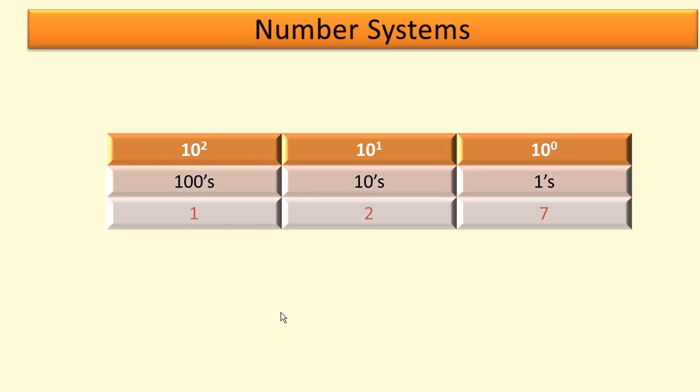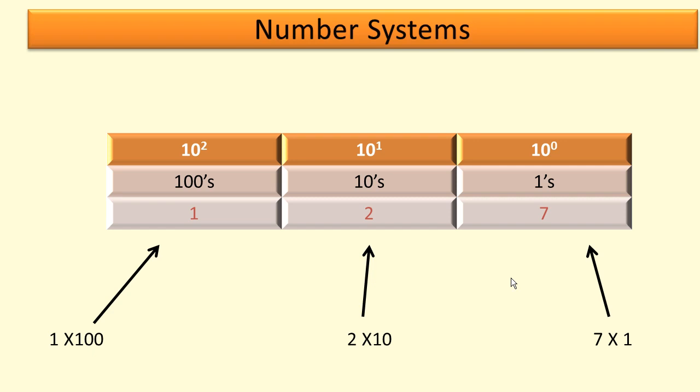If we look at the decimal number 127, we can break it down into its place values. The leftmost place value is 1 times 100, or 1 times 10 raised to the power of 2. And then in the tens column we have 2 times 10, or 2 times 10 raised to the power of 1. And in the ones column we have 7 times 1, or 7 times 10 raised to the power of 0.